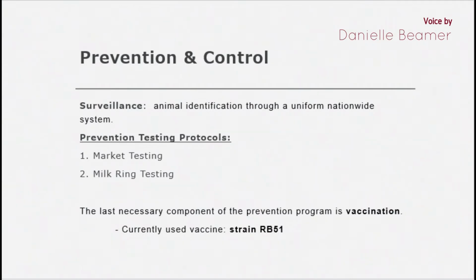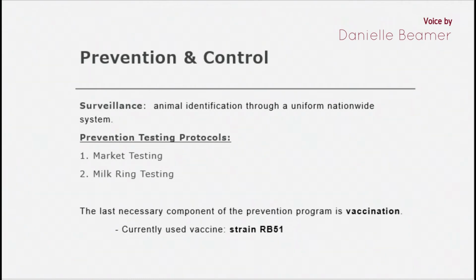The other type of testing is milk ring testing. This is the regular testing of milk from dairy herds. This is required twice a year in states declared free of brucellosis and 4 times a year in states that have not yet reached that status. This is effective because it's sensitive and inexpensive and has been vital in reducing human exposure to contaminated dairy products.